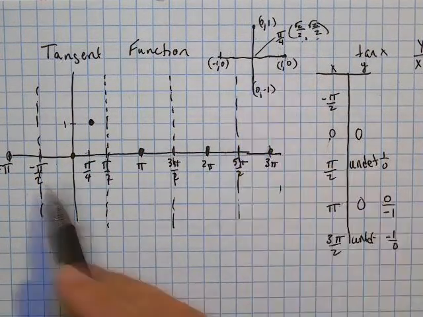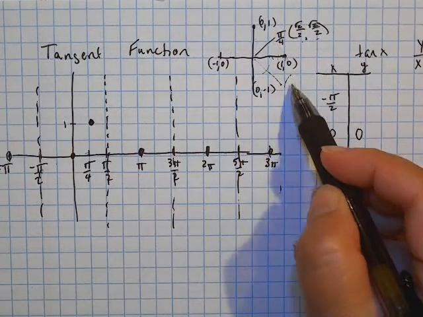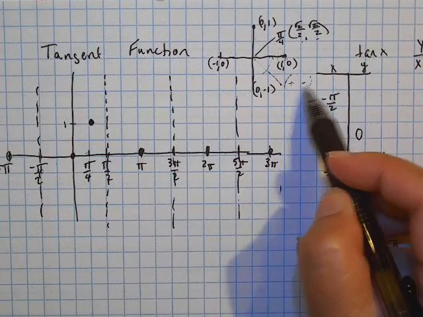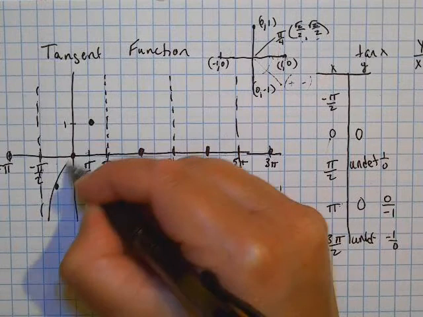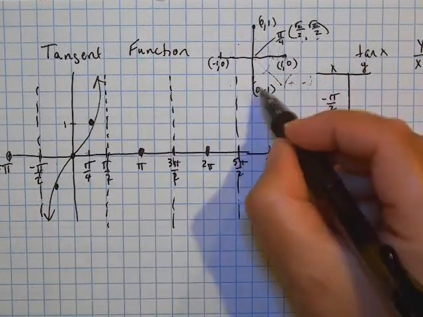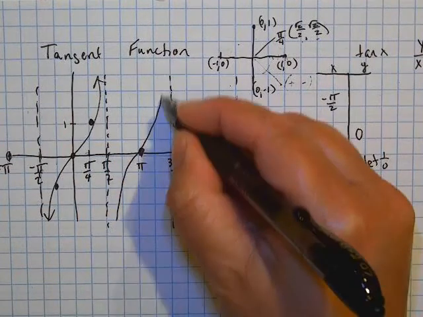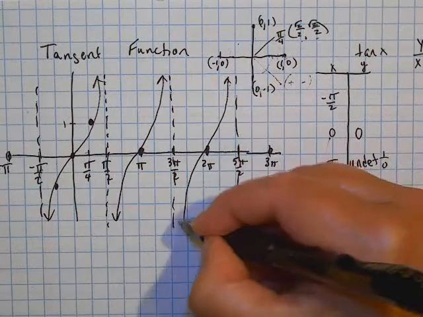If I go to negative pi over 4, that would be here, I would have a positive x value and a negative y value, so that would be negative 1. So what happens is you get a curve that kind of looks like this. And that's going to happen at all of these pi over 4 places. So in between each of these, you're going to have graphs that look something like this.